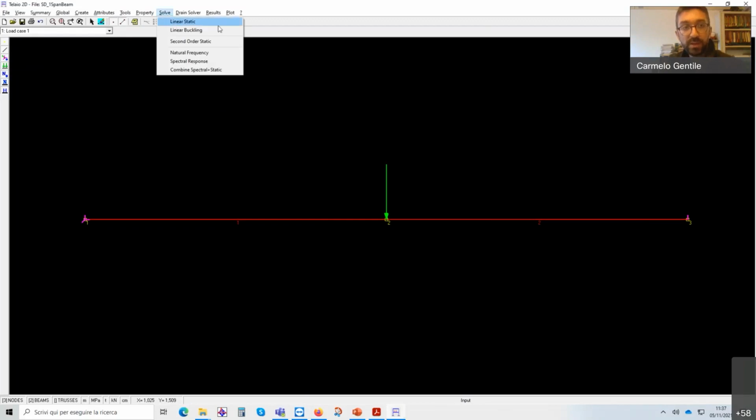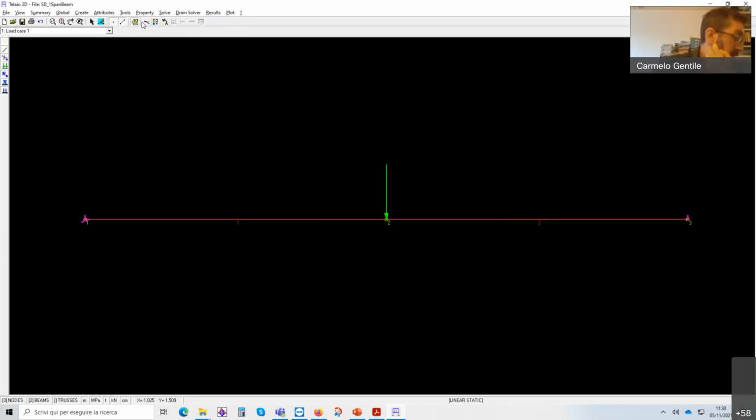We can solve it. As I said before, we are running just linear static analysis. So there is something that has changed. Here the block notes is selected. It means that we have the results of the analysis. The results of the analysis are clear because three buttons are now colored. The first one is the displacement scale.